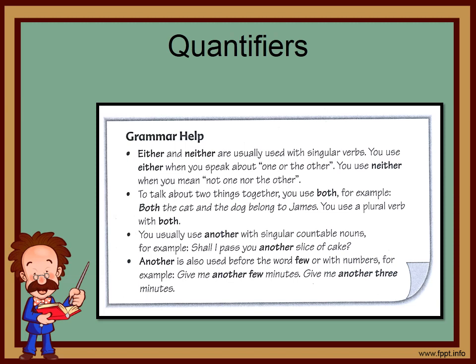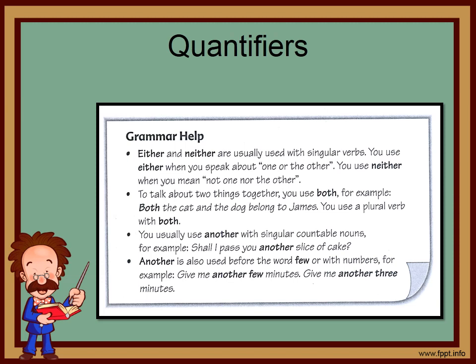So another slice of cake. So this is singular here. That's why this is easy for you, right? So the clue I'm giving you here: we use another with the singular count noun. How will you keep this point in your mind? It gives you an idea because we use a and an before a count noun, right? That's why a and an always show singular. That's why we use another with a singular count noun.